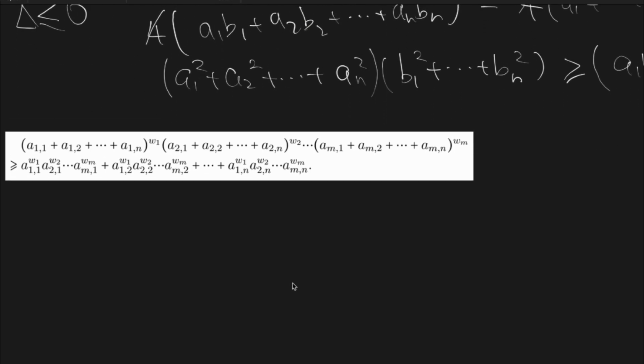And what we'll do for the last part is we will take a look at a generalization of the Cauchy-Schwarz inequality, which is Holder's inequality. And this looks a bit more complex, but it's essentially the Cauchy-Schwarz inequality generalized to not just two products, but n products. And also we're adding weights.